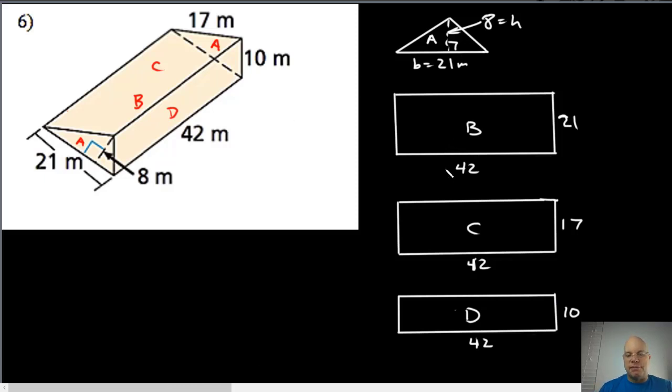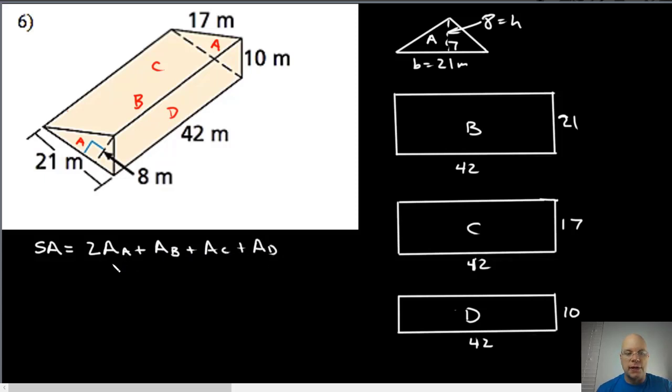Once you have all of the different faces sketched, and I would encourage you to always sketch the different faces of the object you're using to find the surface area, then you can write a formula for surface area, and it will differ from one prism to the next depending on the geometry and what shape your base is. In this case, our surface area would be equal to 2 times the area of face A, since A are the triangles, and I have 2 of them and they're congruent, plus the area of face B, plus the area of face C, plus the area of face D.